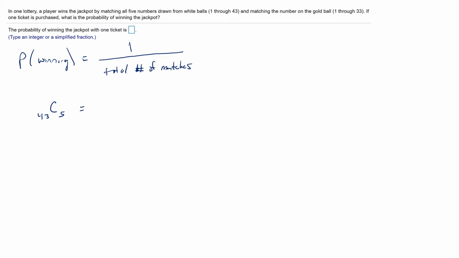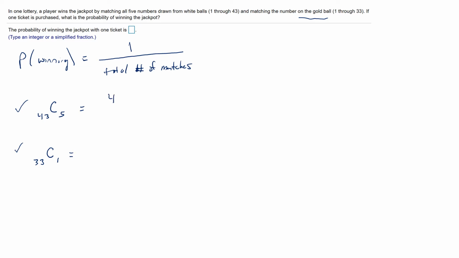But not only do my 5 numbers out of the 43 have to match, I also have to have the matching gold ball, and that's just 1 out of 33. If I choose one number out of 33, there are going to be 33 options. So we could calculate the number of combinations where I choose 1 from 33, but this is going to end up equaling 33. All right, so I need to calculate these two combinations.